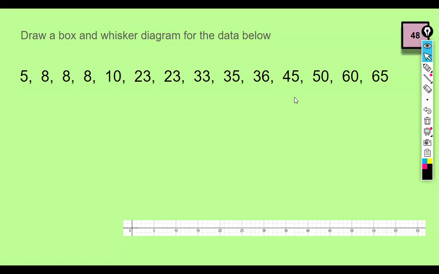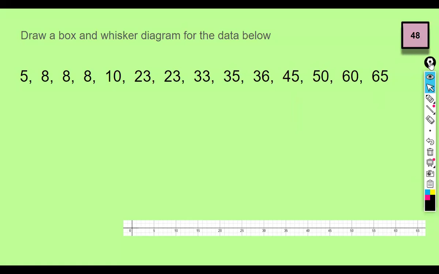All right. Draw a box and whisker diagram for the data below. Good luck. You're going to need 10 minutes for this one. Go back to your notes and look at your box and whisker diagram notes. You're going to have to find things like Q1, Q2, and Q3, the first, second, and third quartiles. The numbers have already been arranged from smallest to largest.